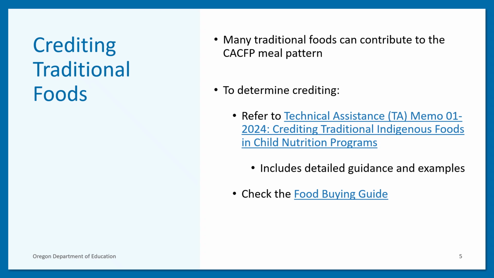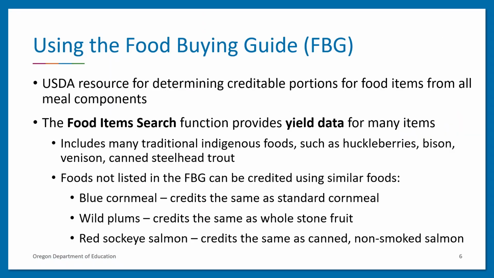Another great resource includes the Food Buying Guide. The Food Buying Guide is the main USDA resource for determining creditable portions for food items from all meal components. There are multiple tools, and the food item search function will be the most helpful in determining what foods are creditable and how to credit them. Crediting information is also known as yield data. There are yield data available for many traditional indigenous foods such as huckleberries, bison, venison, and canned steelhead trout.